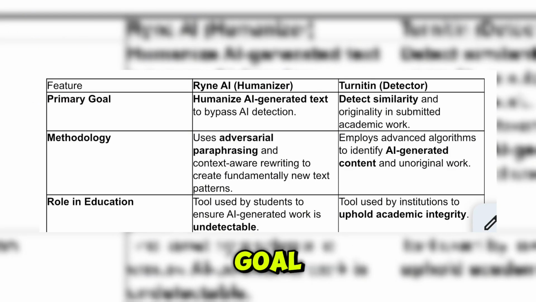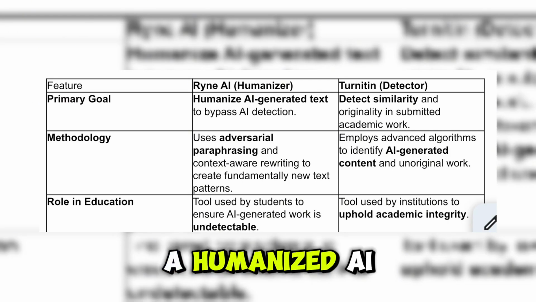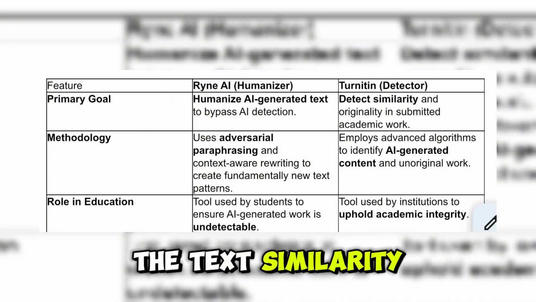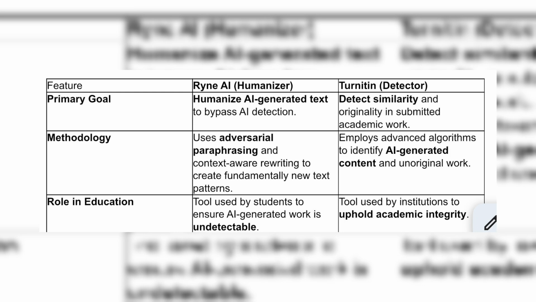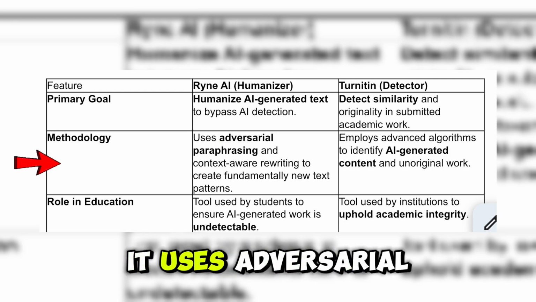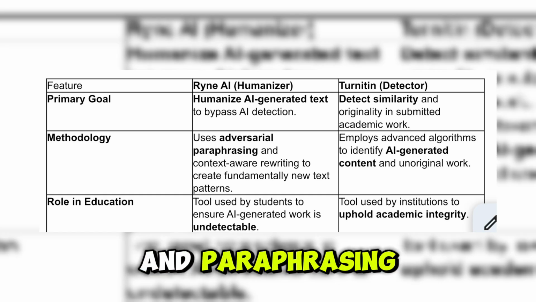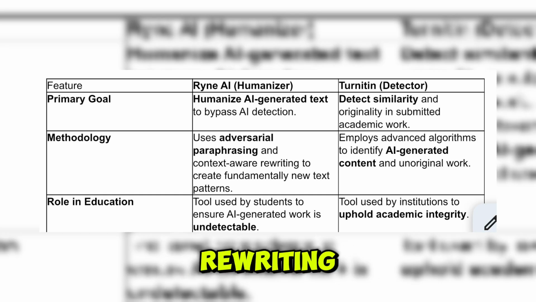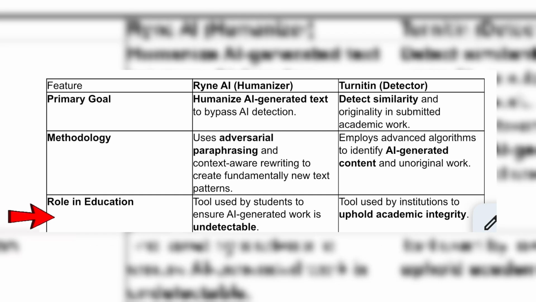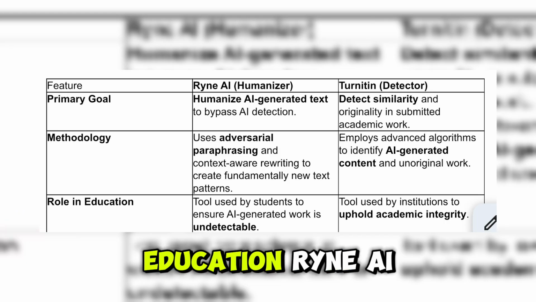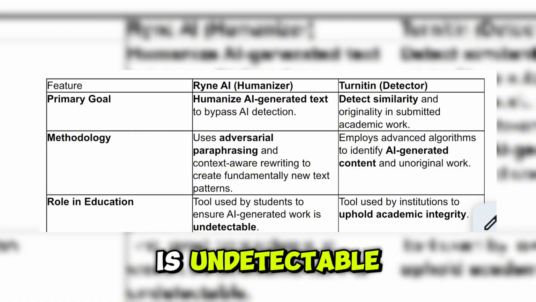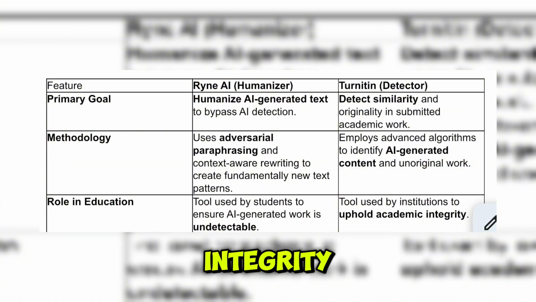For the primary goal, Ryne AI is to humanize AI-generated text, and Turnitin is text similarity and originality in submitted academic work. Next is the methodology. On Ryne AI, it uses adversarial paraphrasing and context-aware rewriting to create fundamentally new text, while Turnitin detects AI-generated content. In the role in education, Ryne AI is undetectable, while Turnitin upholds integrity.